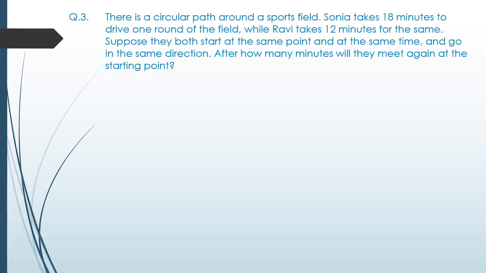The third question is, there is a circular path around a sports field. Sonia takes 18 minutes to drive one round of the field, while Ravi takes 12 minutes for the same. Suppose they both start at the same point and at the same time and go in the same direction. After how many minutes will they meet again at the starting point? So this is the question.